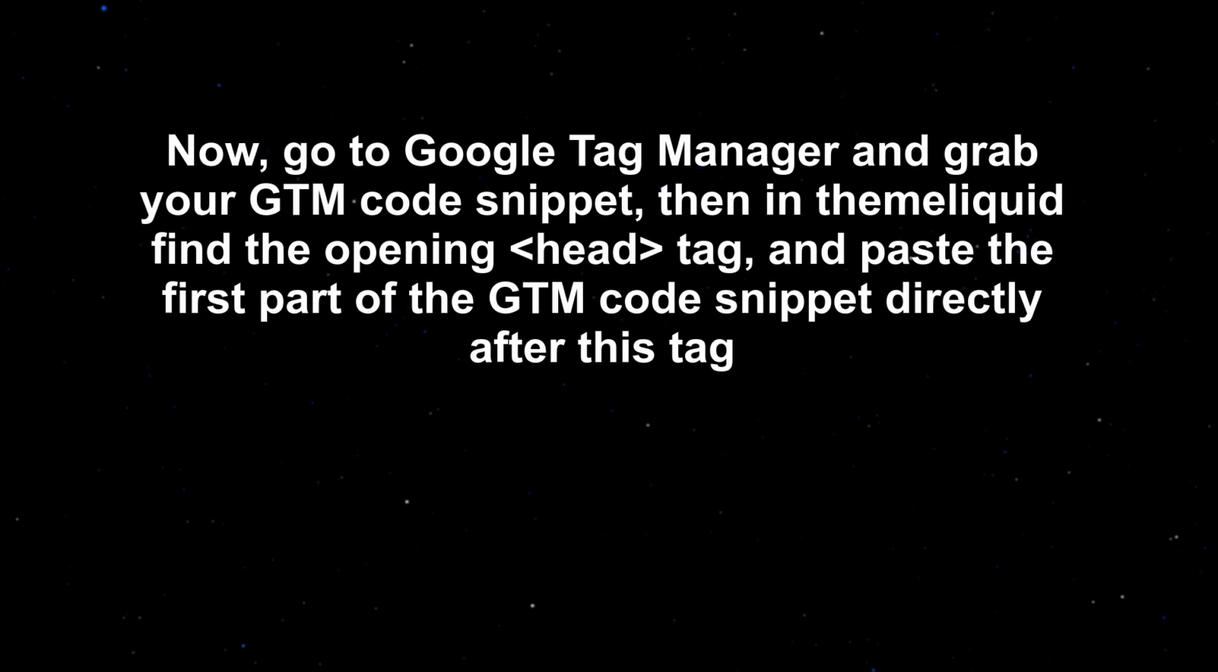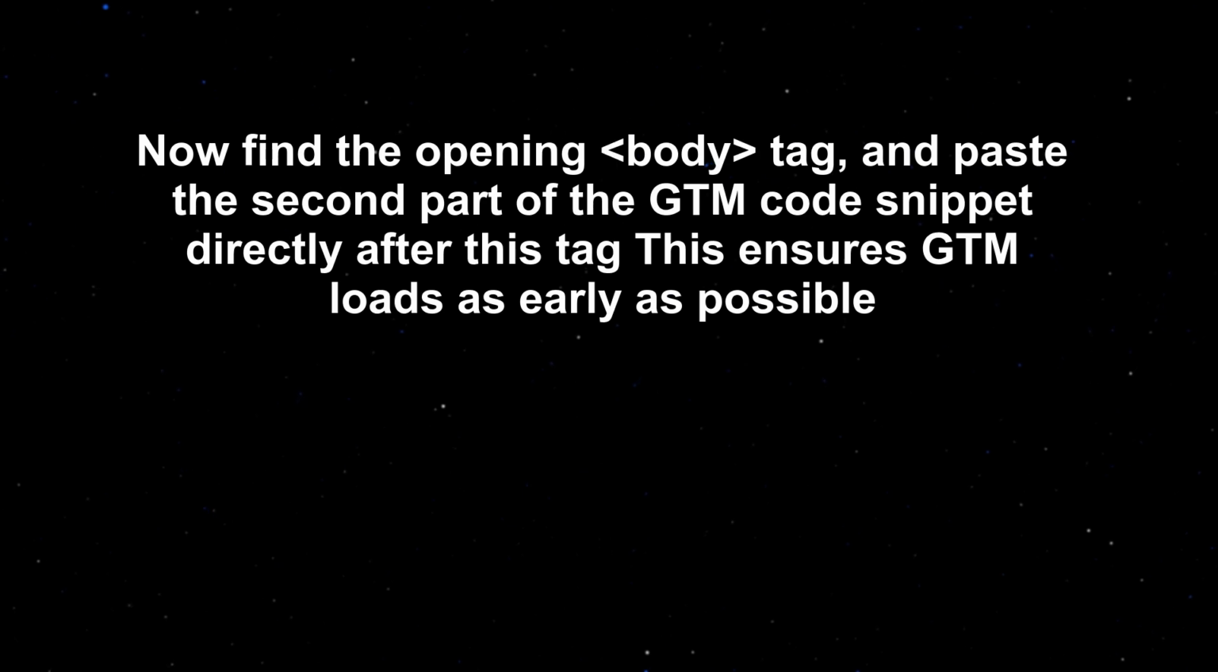Then in the theme.liquid, find the opening head tag and paste the first part of the GTM code snippet directly after this tag. Now find the opening body tag and paste the second part of the GTM code snippet directly after this tag. This ensures GTM loads as early as possible.